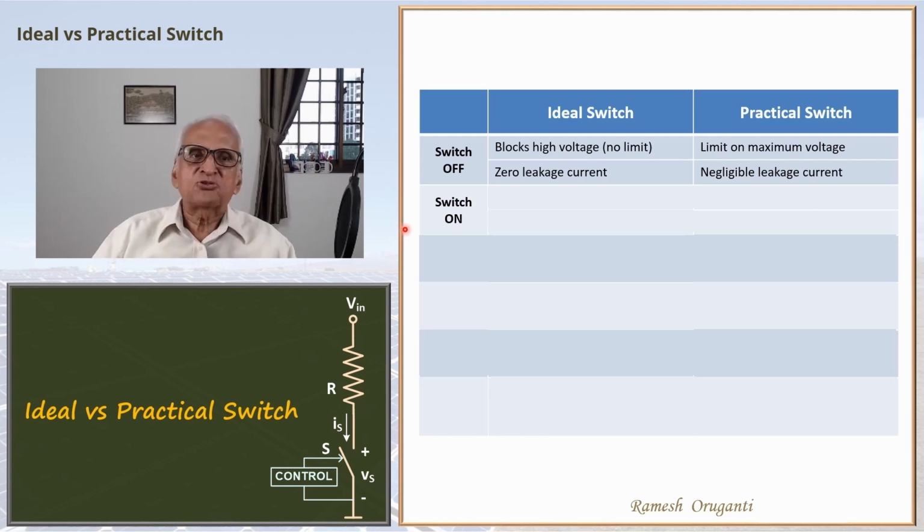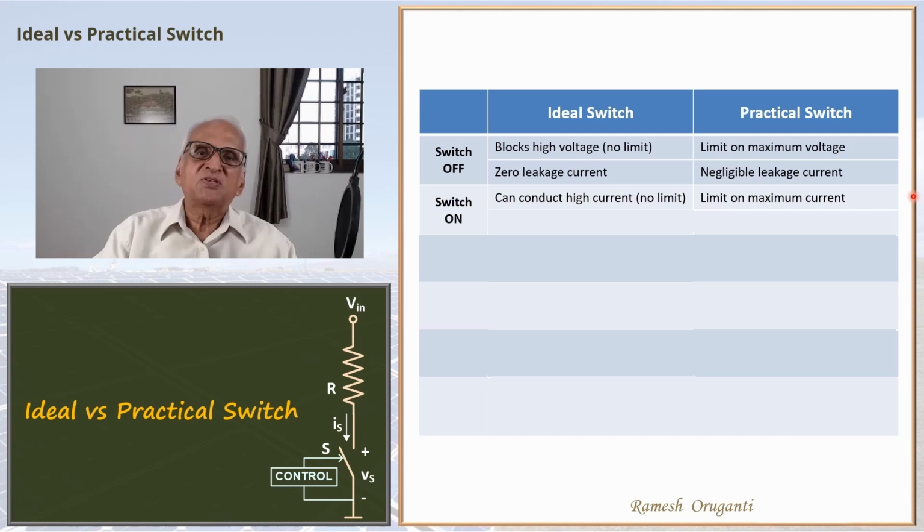In an ideal switch, it can conduct any amount of current. The current can be 1 ampere, 10 ampere, 100 ampere, 1000 ampere, 10,000 amperes. There is no limit. It's an ideal switch. Practical switches have current limitations. So a switch is designed for a particular current and you should not exceed that current. It will heat up the device and it will damage the device.